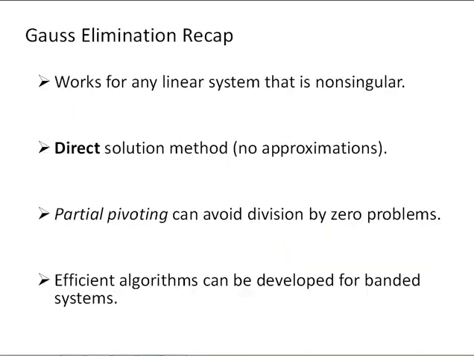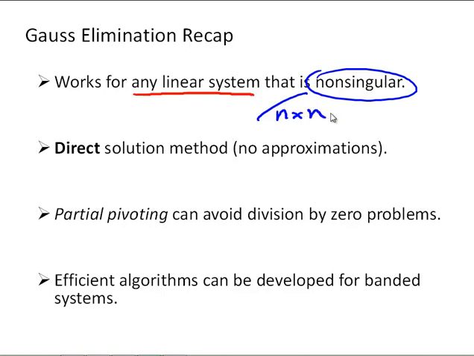So just to recap this basic introduction, Gauss elimination is going to work for any linear system that is non-singular. And again, to review what non-singular means, that means it's square, and so it's an n by n square system, and the determinant of the coefficient matrix is not 0. Or another way to think about it is the matrix inverse exists. Or another way to think about it is it's all linearly independent.